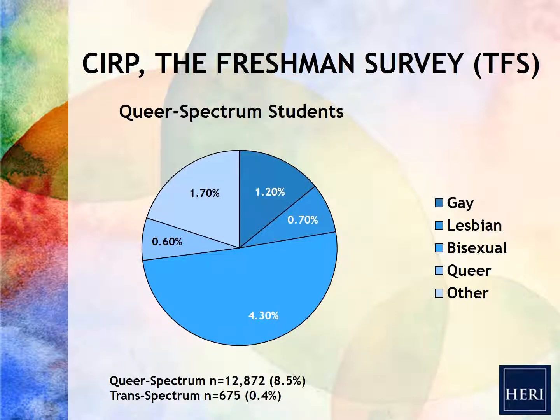Next slide, please. So this is just a breakdown of this particular year's queer spectrum and trans spectrum students. In this sample, we had 12,872 queer spectrum students, which is about 8.5%, and we had 675 students who identified as transgender.